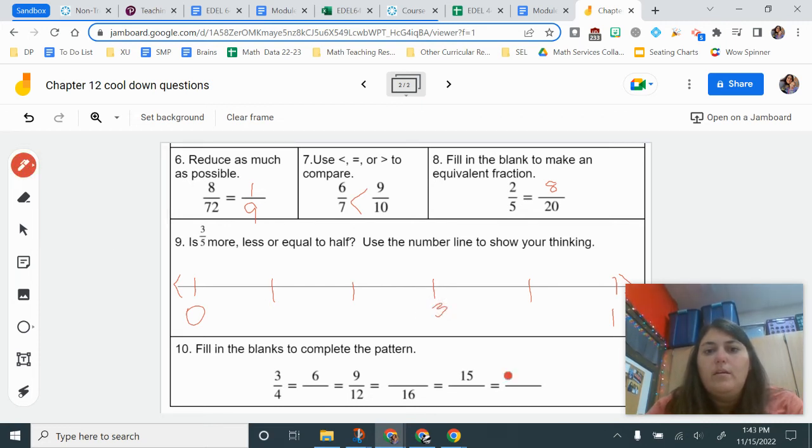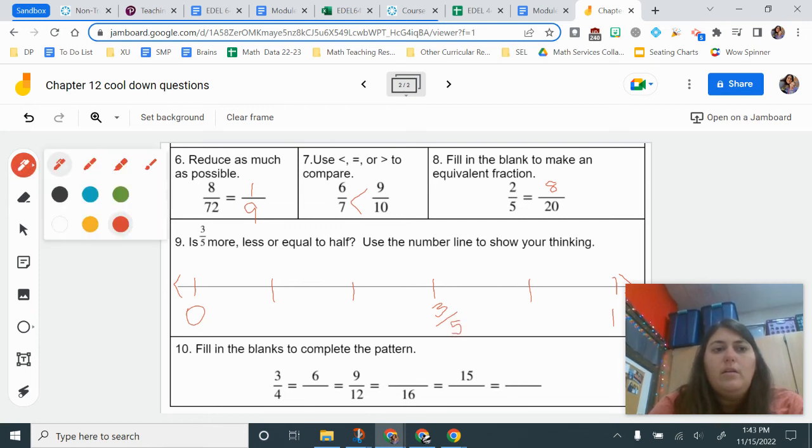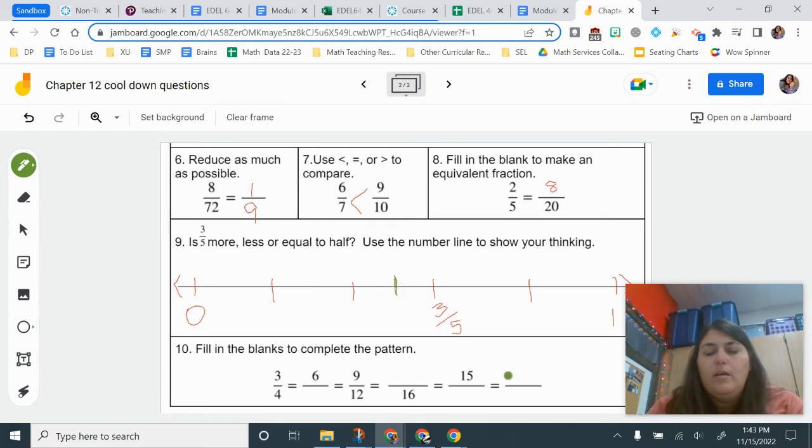I guess I'll label it. The other thing I'm going to try and do is label 1/2. So this would be halfway. And when I partition that, I only need one line to split that in half. Again, thinking about my number line as like a ribbon, and that I'm slicing it in half.